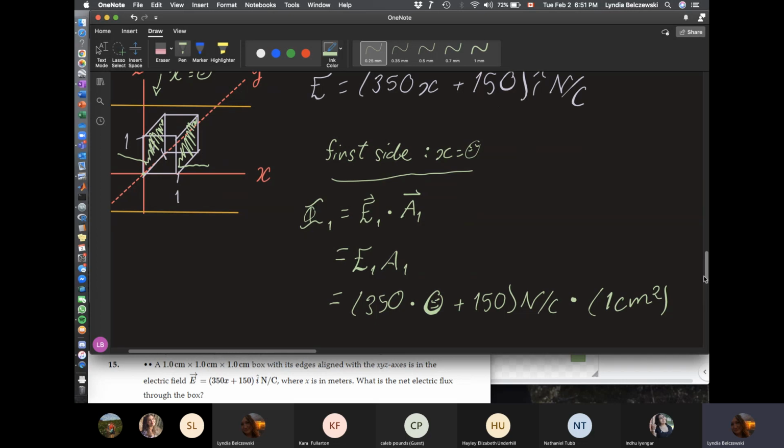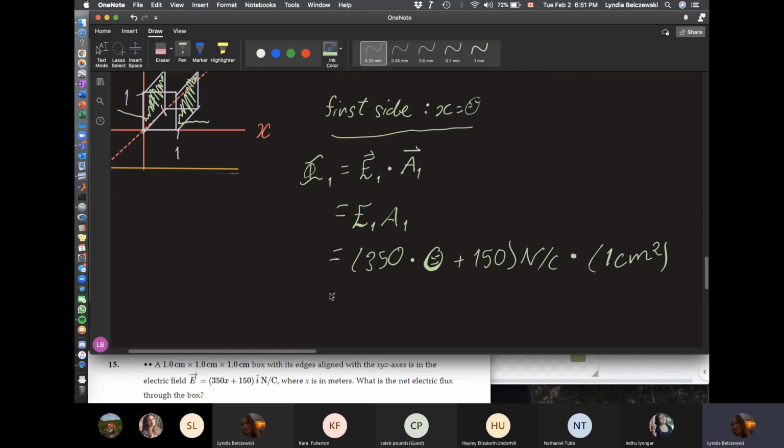If you had to do more complicated calculations with this, or something with more context, you should probably change the centimeters to meters. But for the sake of just defining the flux, we can totally write it in terms of centimeters squared. So we'll end up then with 150 Newton centimeters squared per Coulomb is the flux through that first side.